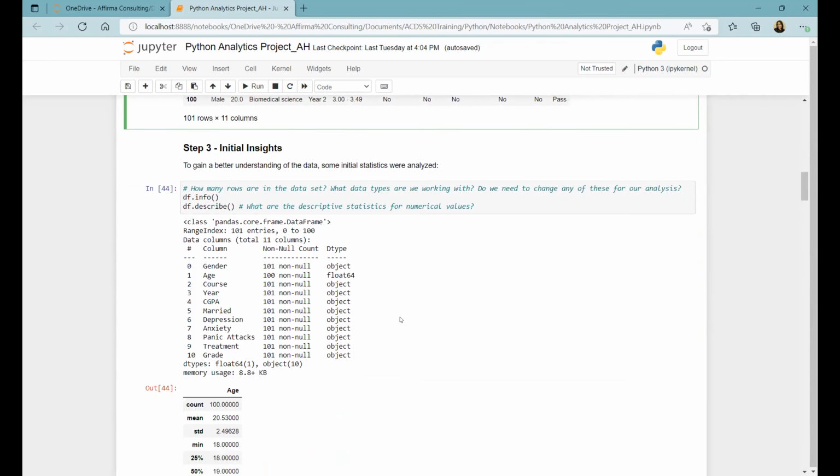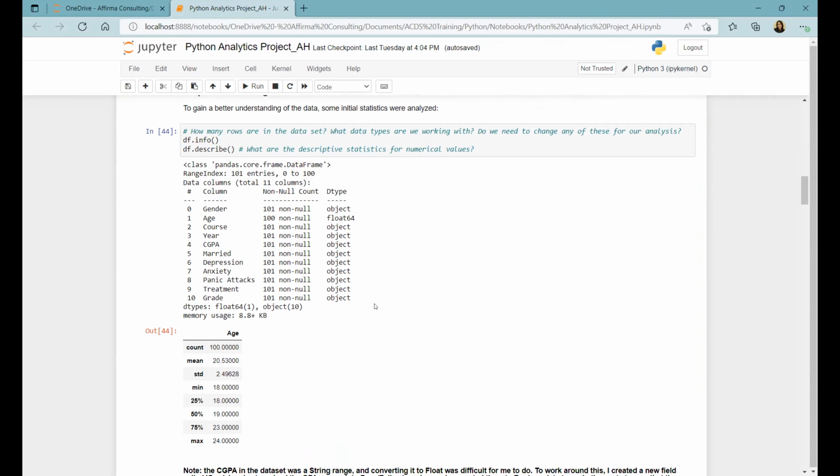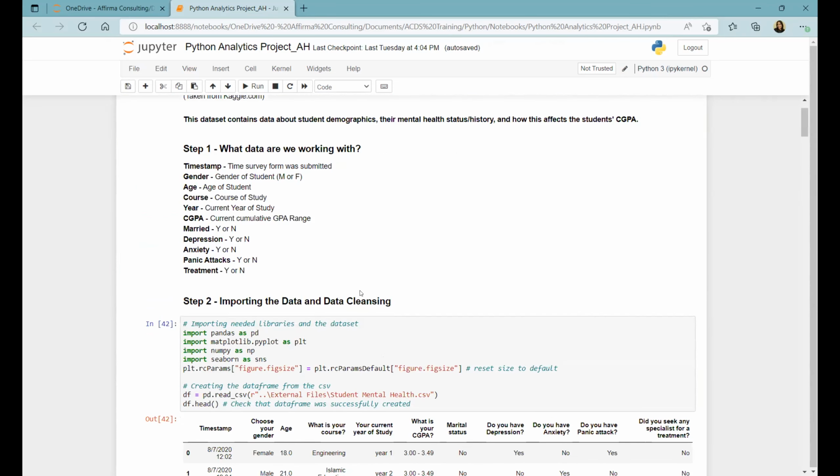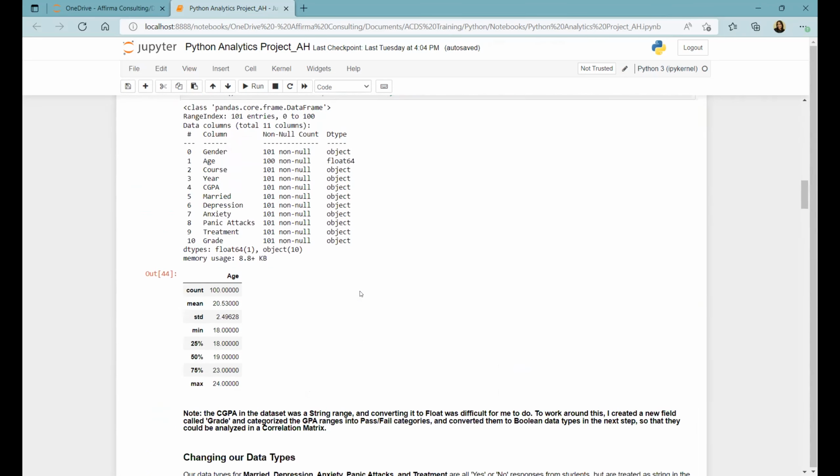And some of the initial insights, I just wanted to see what the data types were, and the descriptive statistics. We see that most of them are object except for age, which is the only float. We see that married, depression, anxiety, panic attacks, and treatment at the beginning of the data set were yes or no, so I decided to change those to true or false Boolean later on. Here we see that age was the only thing that really had any numerical value to it.